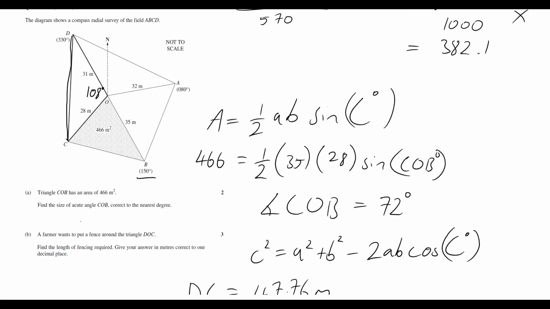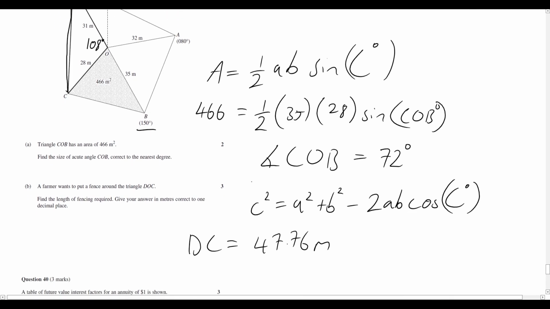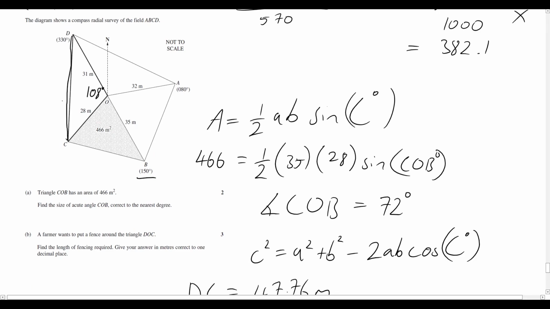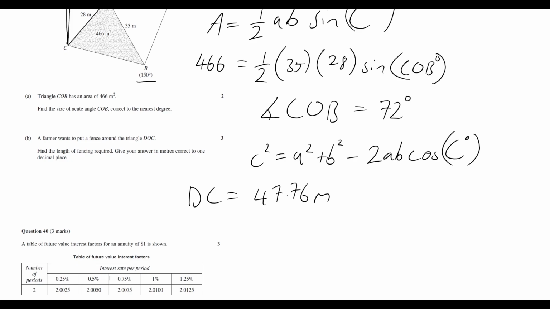Okay, we're not quite finished yet because that just tells us the unknown side length, but to go through the whole problem again, we want to figure out the entire perimeter of the triangle DOC. So that means that we need to add all those different sides up. So now it's going to be 47.76 plus 31 plus 28. And so now to the nearest decimal place, we'll say that the total fencing is equal to 106.8 meters. And that's just after we've added all of those different lengths together.